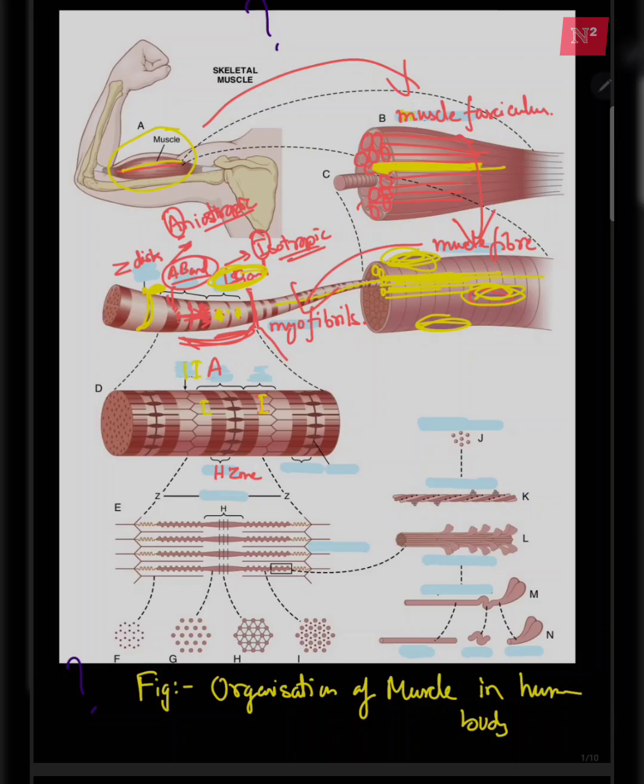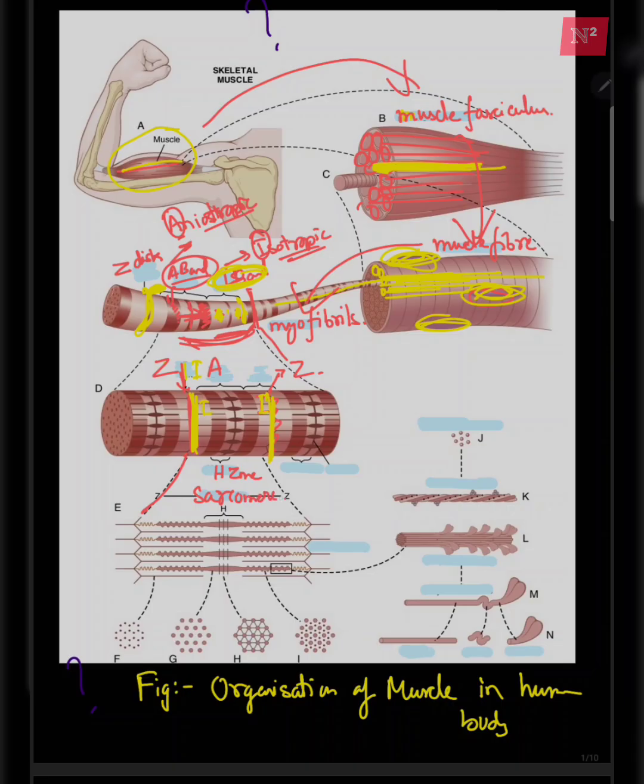Now either side of the I band, I told you there is a Z line, so this is the Z line shown over here. This is showing you the Z line. This is also showing you the Z line. Now in between these two Z lines, that is this particular Z line and this particular Z line, we call that the length of the sarcomere.